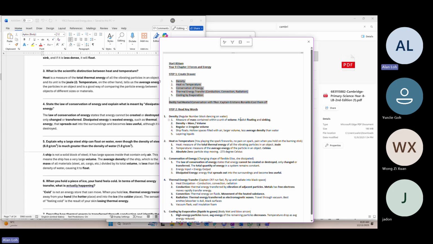Ginger, you know, right? Yep, okay. So Captain Cristiano Ronaldo came over and cooled them off. Okay. So this is representing the density, heat, conservation of energy, thermal energy, and cooling.